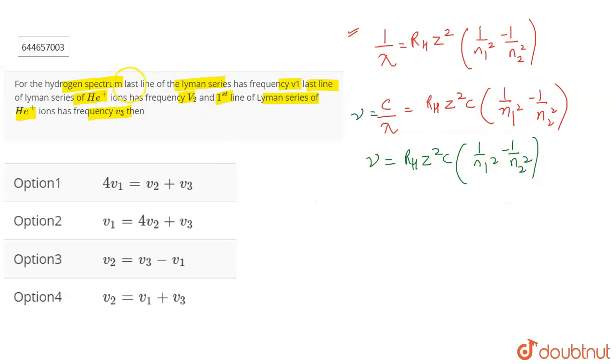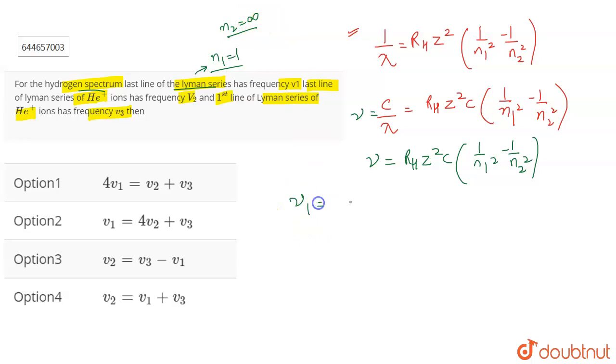Now, it says that for the hydrogen spectrum, the last line of the Lyman series. The Lyman series corresponds to the one where N1 is equal to 1. The transition is going to happen at N1, and N2 will be infinity. The last line of the Lyman series corresponds to N1 equal to 1. It means that it is going to land on the Lyman series, which is at N1 equal to 1, and last line means it can come from anywhere from infinity. Therefore, N2 is going to be infinity.